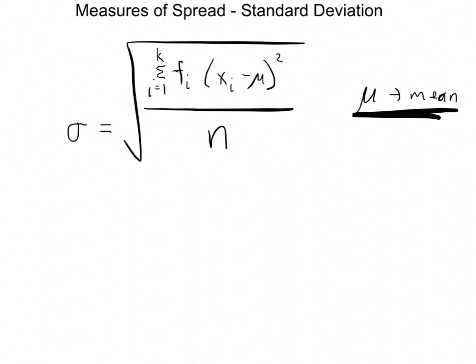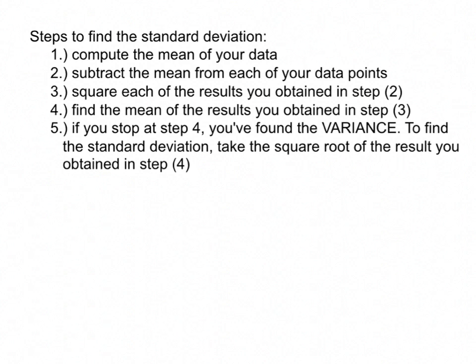I think after we do an example of this, you'll find computing the standard deviation is a little bit tedious, but it's not actually hard. So let me go through the steps and then our example. So here are the steps to find the standard deviation. First step, you have to compute the mean of the data. So if you're doing this by hand, add up all the data, divide by the number of terms that you have. Okay. Second step, subtract the mean from each of those data points.